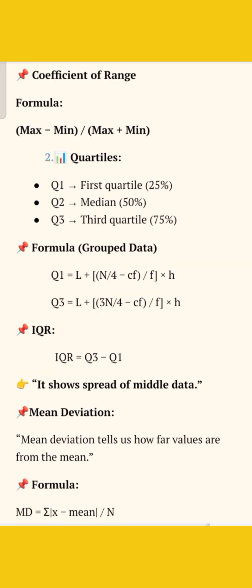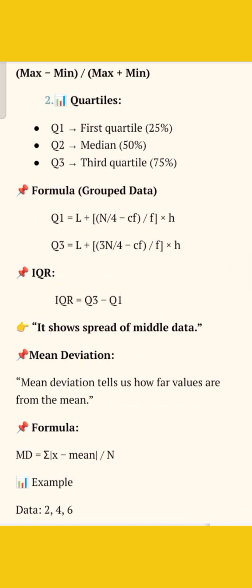Now we can see quartile deviation. Quartiles divide data into four equal parts, and Q1 is the first quartile, 25%, and Q2 is the median, 50%, and the third one Q3 is 75%. Here the formula for grouped data: Q1 is equal to L plus (N over 4 minus CF) divided by F multiplied by H, and Q3 is equal to L plus (3N over 4 minus CF) divided by F multiplied by H, and our interquartile range is equal to Q3 minus Q1. This shows the spread of the middle 50% of the data.